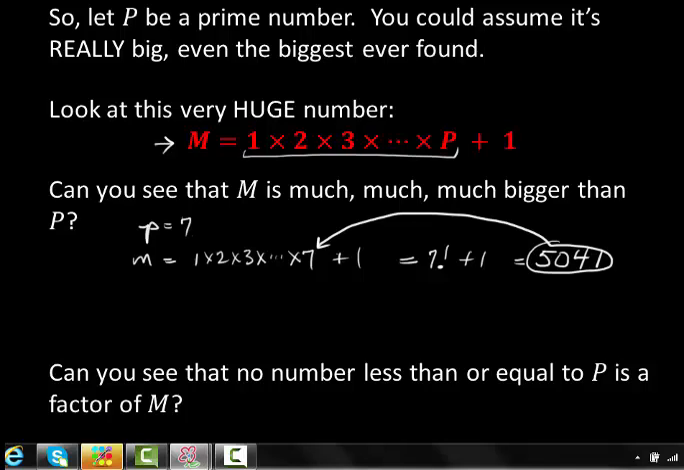And keep in mind, m might be prime, it might not be prime. But if it's not prime, we know that it doesn't have any factors less than or equal to p, so any of its prime factors are going to be bigger than p. And that's down here. Can you see that no number less than or equal to p is a factor of m?